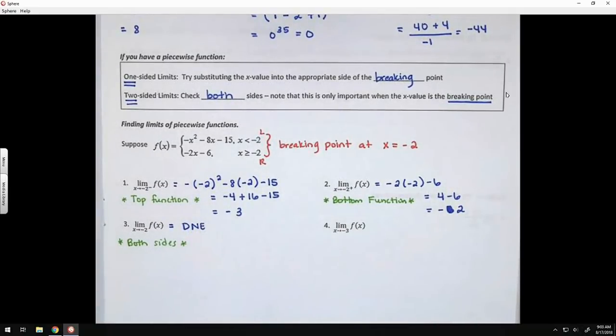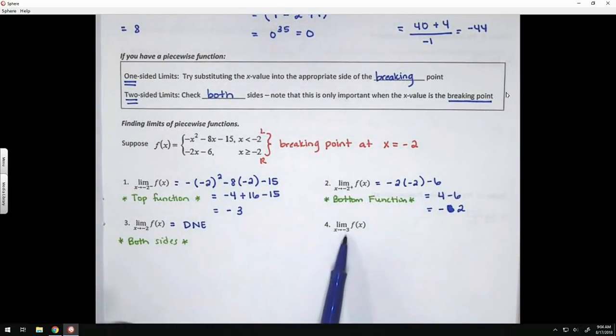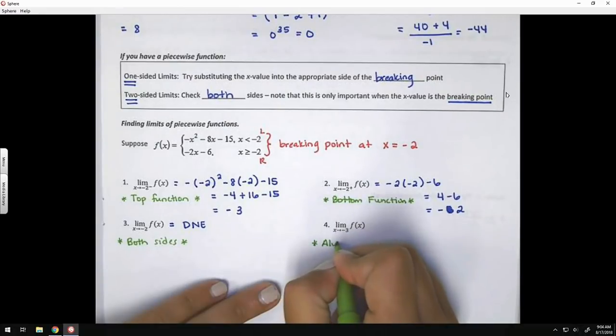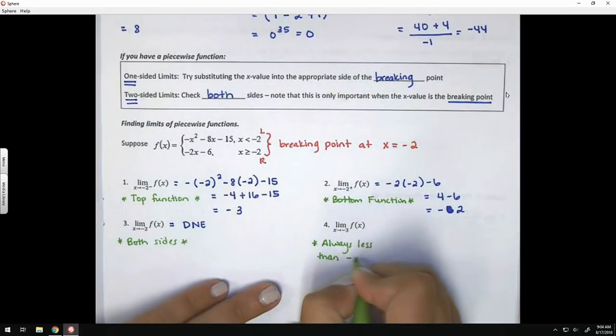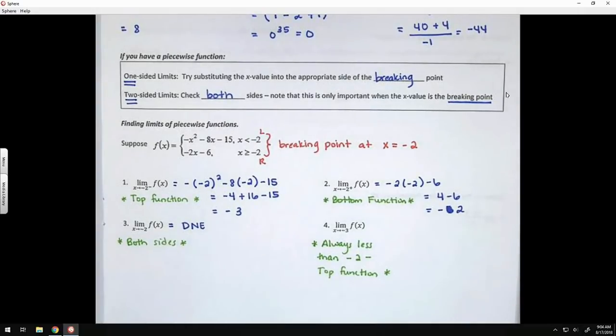And finally, in problem 4, I have the limit as x approaches negative 3 of f of x. Now, negative 3 was not the breaking point of this function. Negative 3 is less than negative 2, and it is always less than negative 2. In other words, the top function here controls both sides, because the top function controls what happens to all the numbers to the left of negative 2, and negative 3 is one of those numbers.